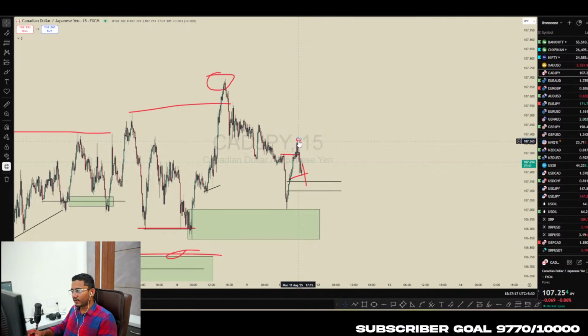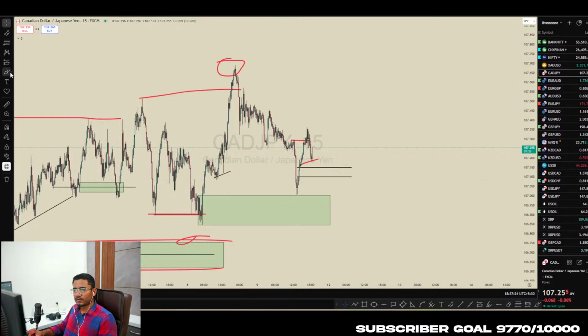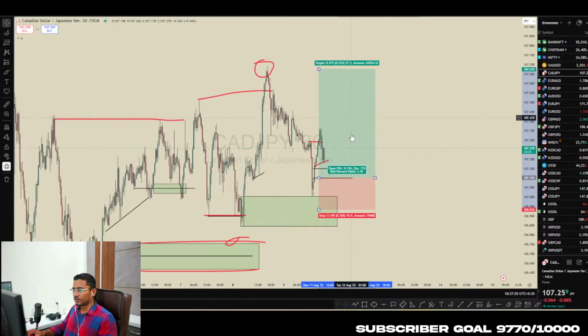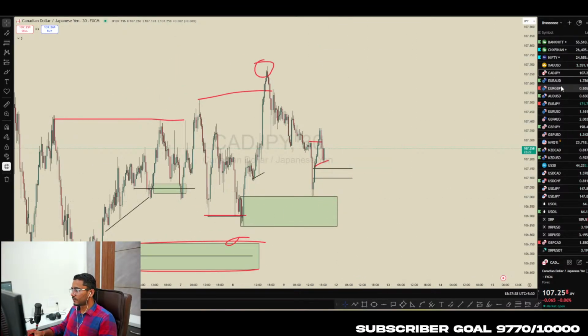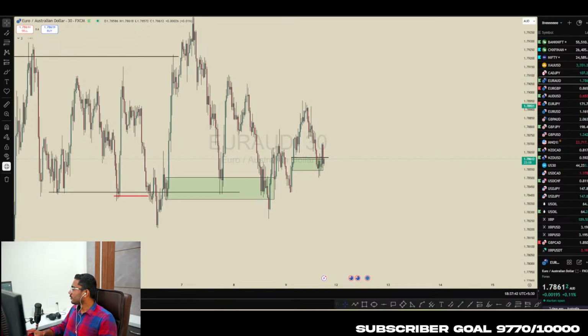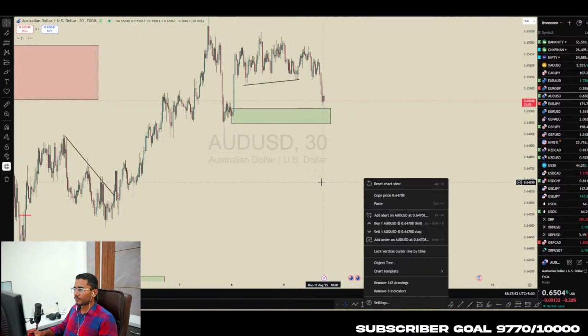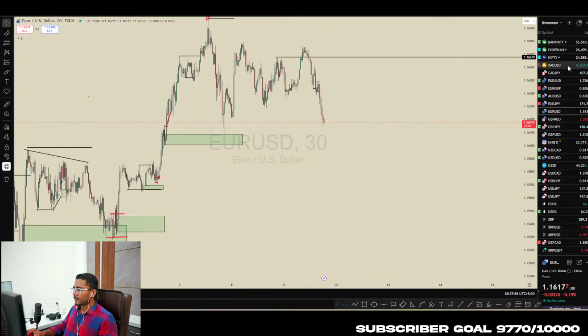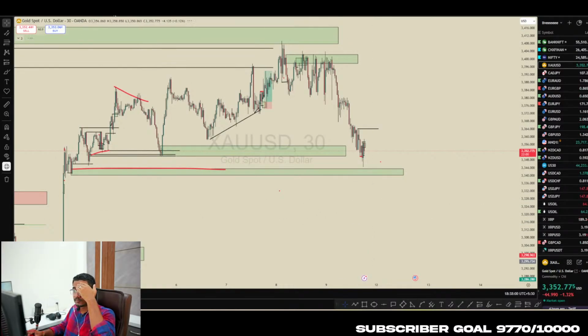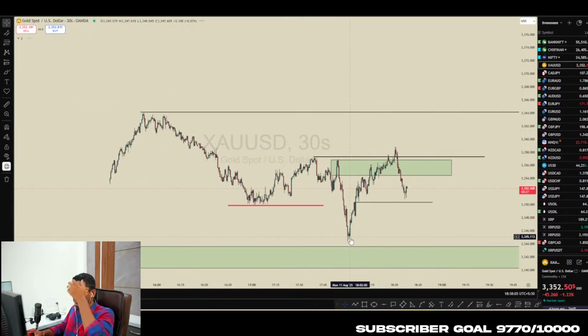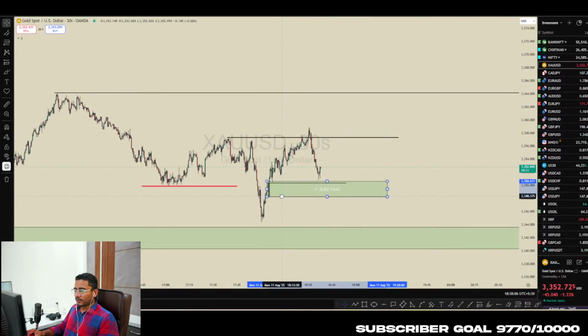There is no point in entering directly here, because the order block is too big, and if I use the order block as stop loss and put a target here, this is around 1:3, but it will take too much time. Here we can expect price to tap this order block.